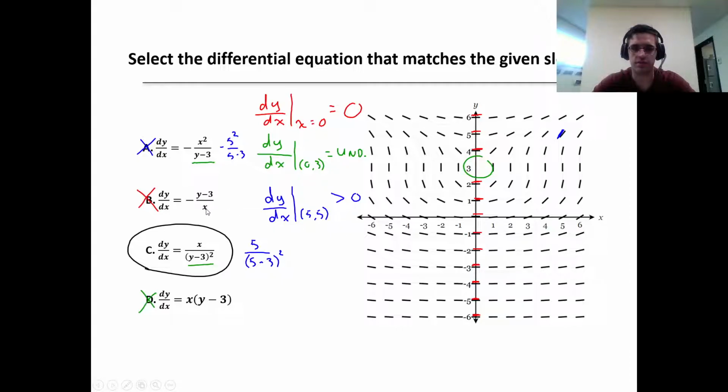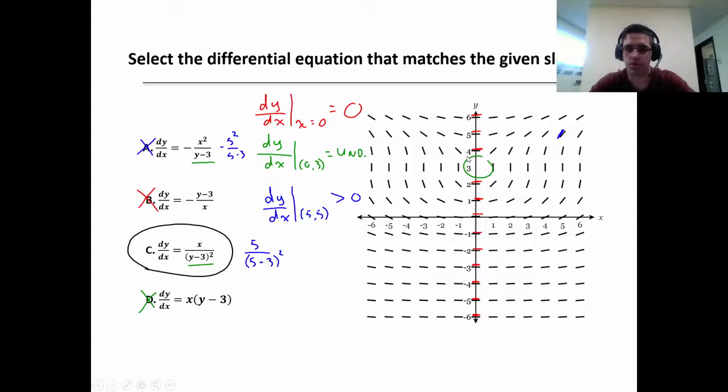If x is 0 and x is in the bottom, we're going to be dividing by 0, and dividing by 0 is not equal to 0. It's undefined. So because of all these flat lines on the y-axis, I know that B cannot be the right answer.